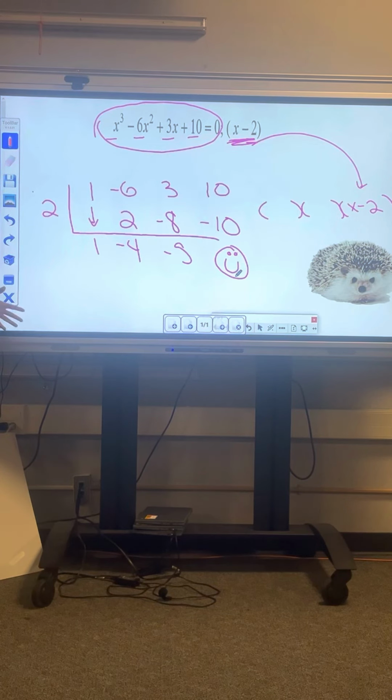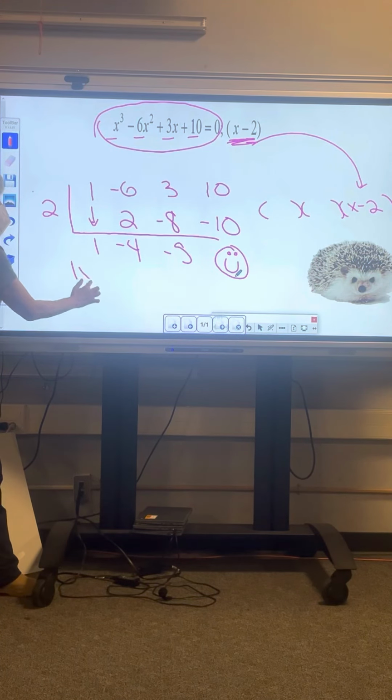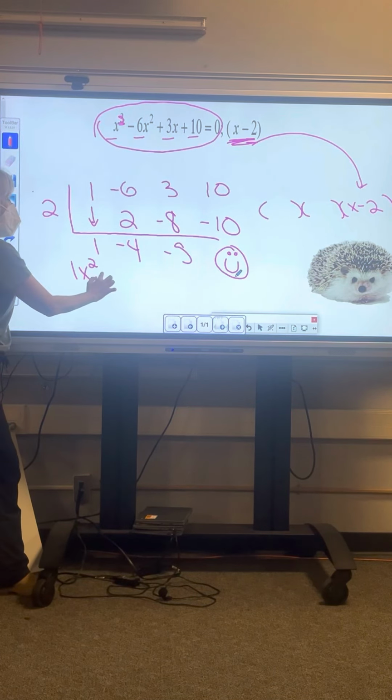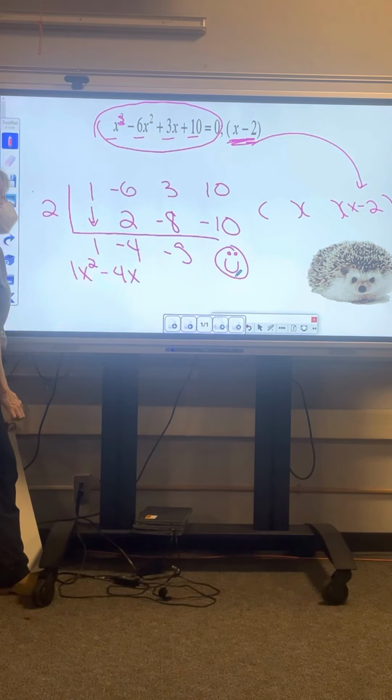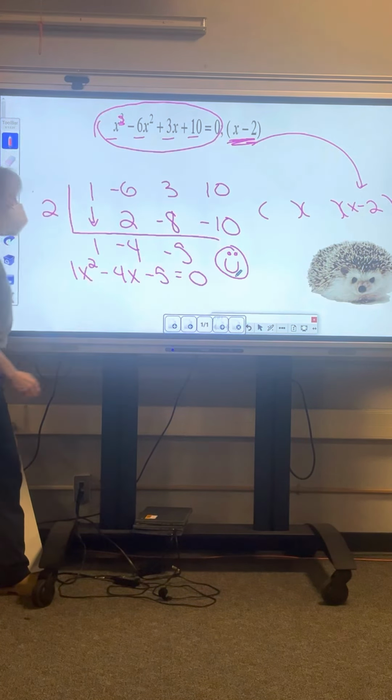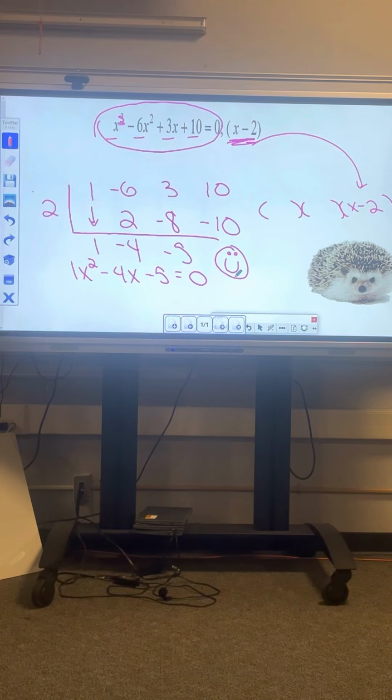So watch what I have now. Instead of having this scary problem, my new problem is this: 1x squared, remember I drop it down from this guy, minus 4x minus 5 equals 0. And that is really easy to X factor. It's super, super easy. I took a scary one and I made it easy. Talk to me. On the ones we were doing before, did those also equal 0? Yes, they're all going to end up being 0.